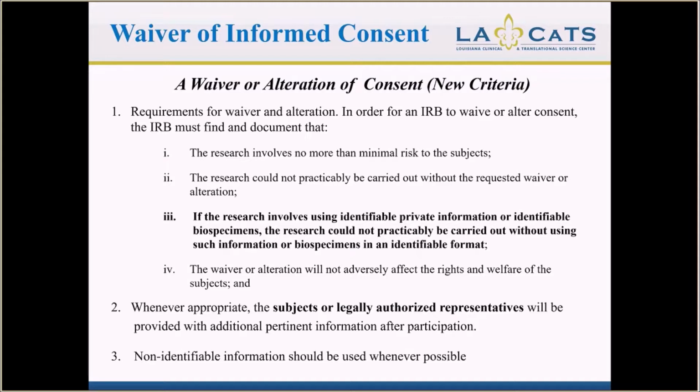So waiver of informed consent also has some new criteria. As you've seen a pattern that the regulations are addressing identifiable private information or identifiable biospecimens, this is also an element that they've added for the waiver of informed consent. If you have those two items involved in your research, the research could not practically be carried out without such information in an identifiable format, and why, and therefore that would come into play about whether the IRB is going to give you a waiver of informed consent.